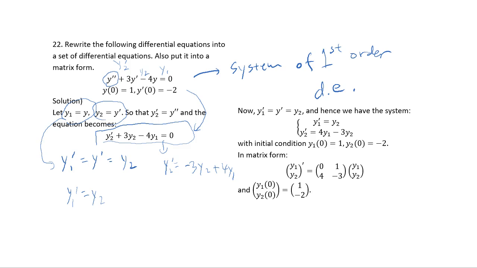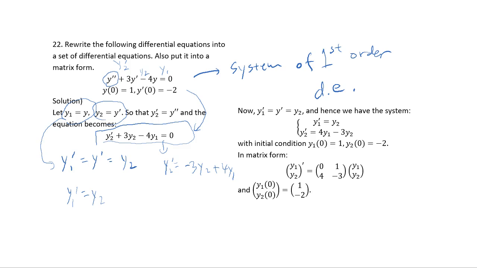How about the initial conditions? Well, y of 0 equal to 1 is the same thing as y1 of 0 is 1, because y and y1 are the same thing. And since y prime is the same as y2, that's y2 of 0 equal to negative 2. So those two are the same thing.